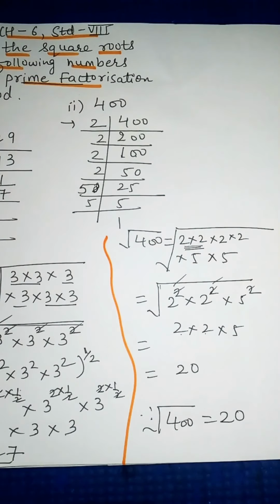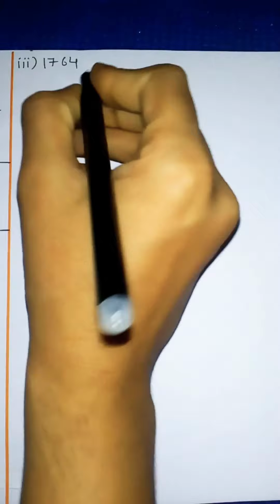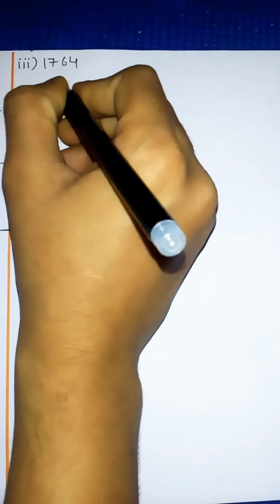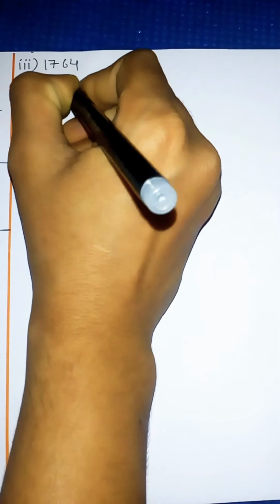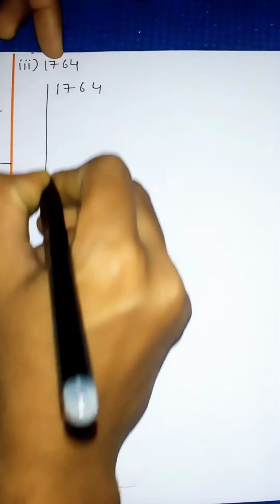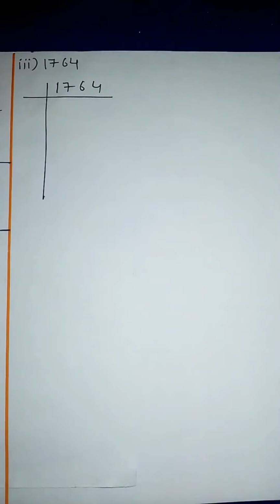Now we will see the third question. The third one is 1764. Again we will find the factors of 1764. The last digit is 4, so we can start with 2.